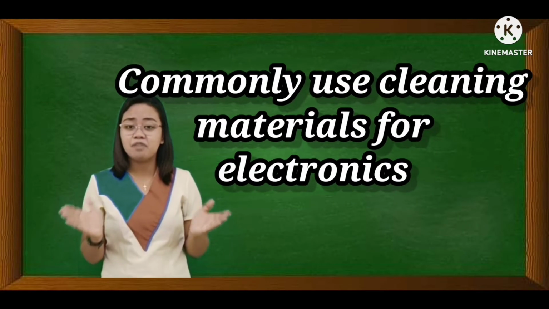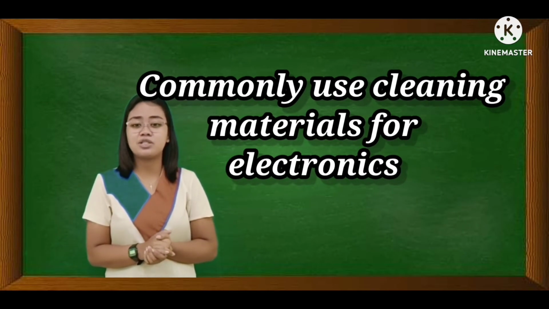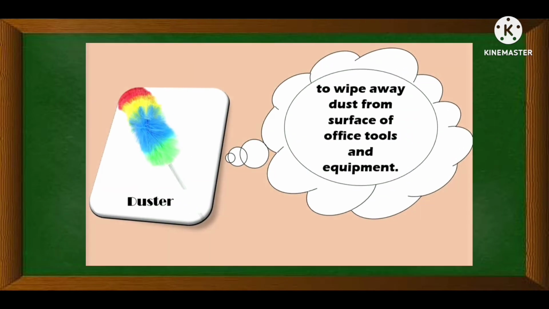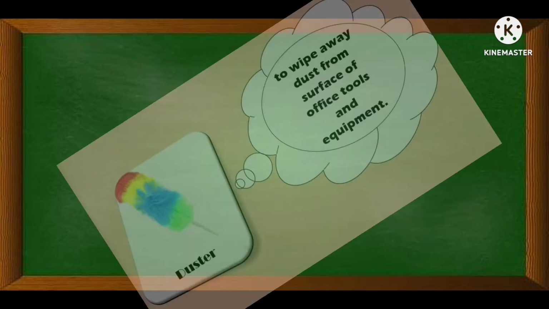And we also have some commonly used cleaning materials for electronics. We have the first one, duster. Duster is used to wipe away dust from surfaces of office tools and equipment.